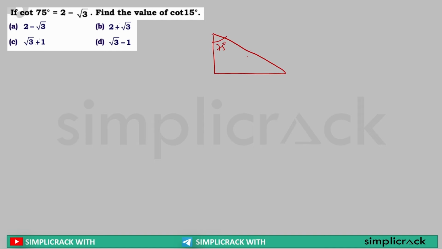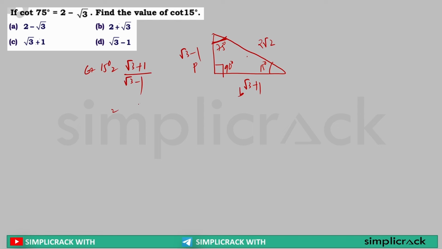75, 15, 90 degree. Root 3 minus 1, root 3 plus 1, 2 root 2. Yes or no? Yes. Sir, this is asking about cot 15 degree, my bad. So cot 15 means this is P, this is B. Now cot 15 degree can be written as B by P, that means root 3 plus 1 by root 3 minus 1.